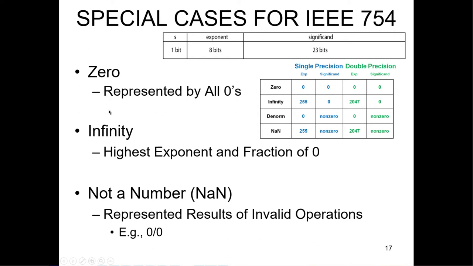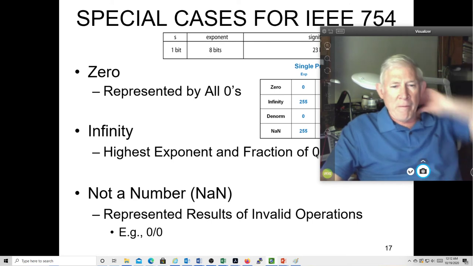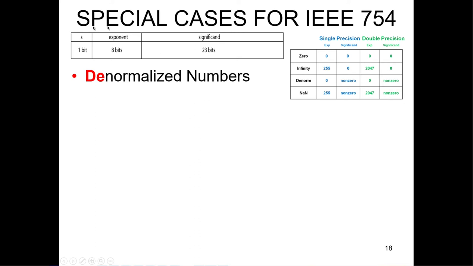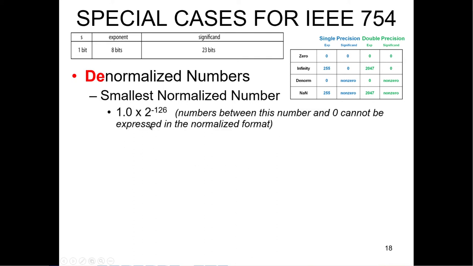Again, 0 is a special case, infinity is a special case, and not a number is a special case, which gives you the results of invalid operations, like 0 divided by 0, for instance, and things like that. Now, the smallest normalized number that we could do is 1.0 times 2 to the minus 126. Numbers between this number and 0 cannot be expressed in the normalized form.